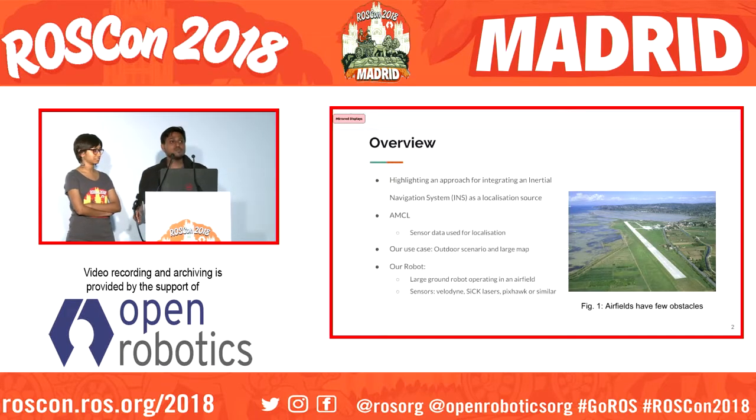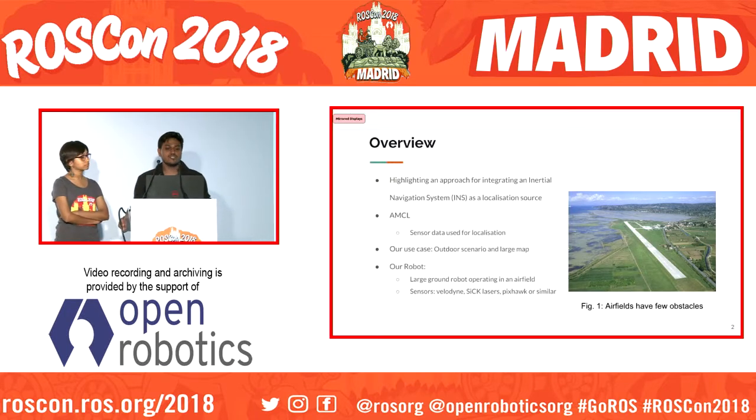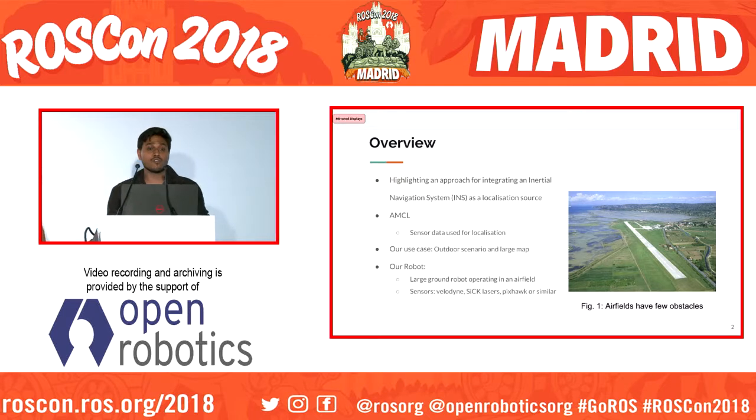And today we will be discussing an approach we use to integrate an inertial navigation system with the ROS1 navigation stack. Just before we go into the approach we use, I want to take a step back and look at one of the default localization methods available in the ROS navigation stack. AMCL: if any of you have run the Turtlebot simulations on a system, you might be familiar with it. Here is a high-level view of how AMCL works.